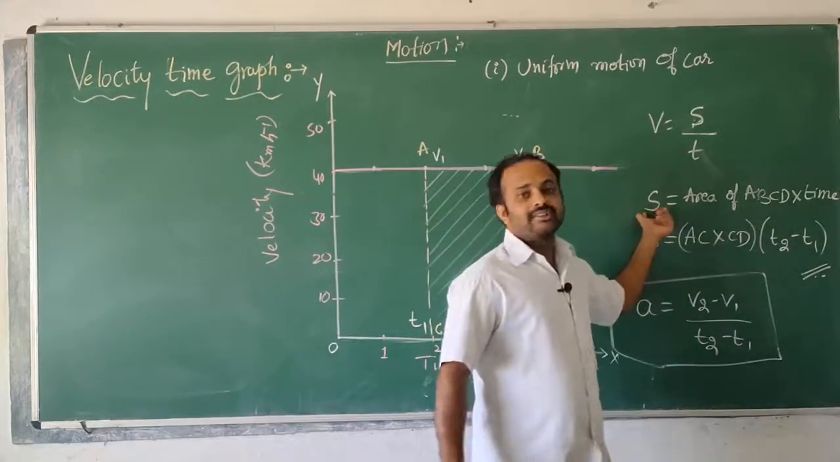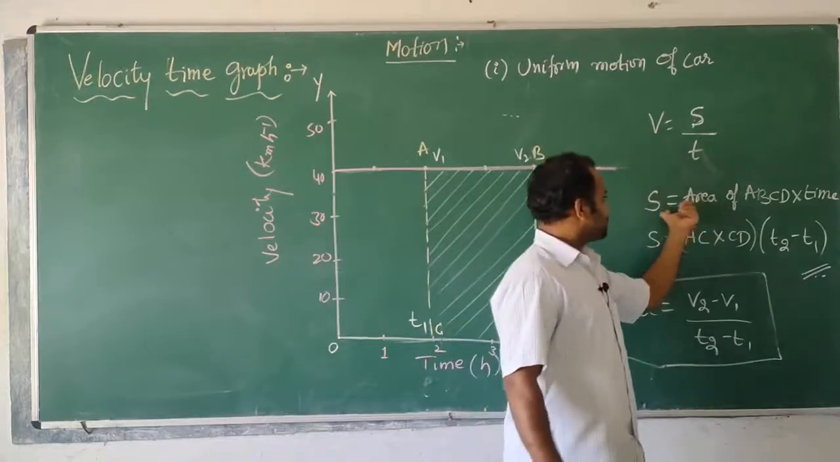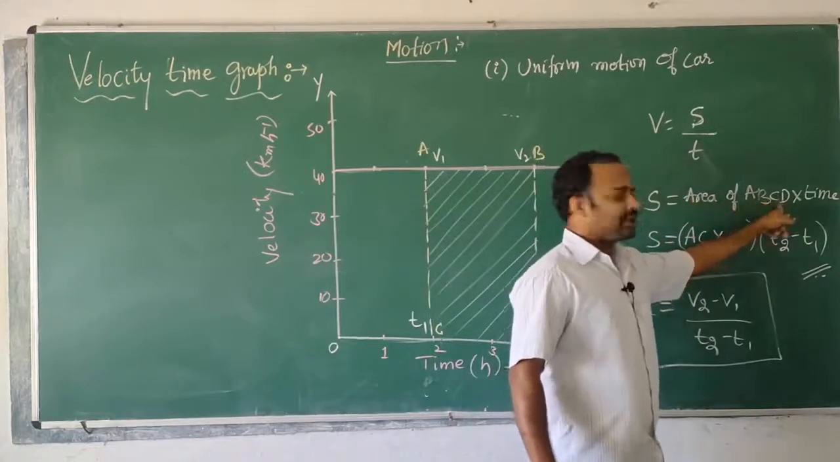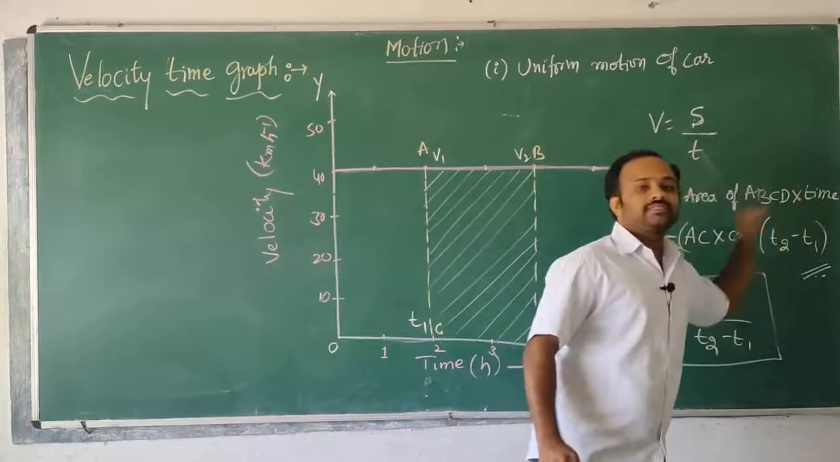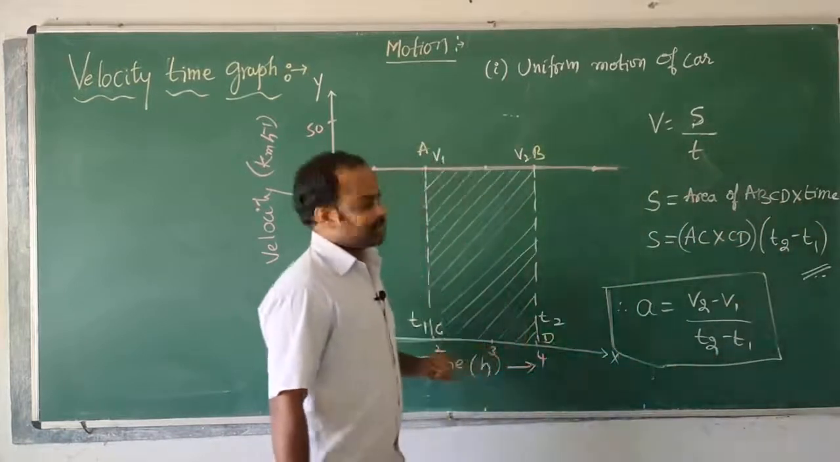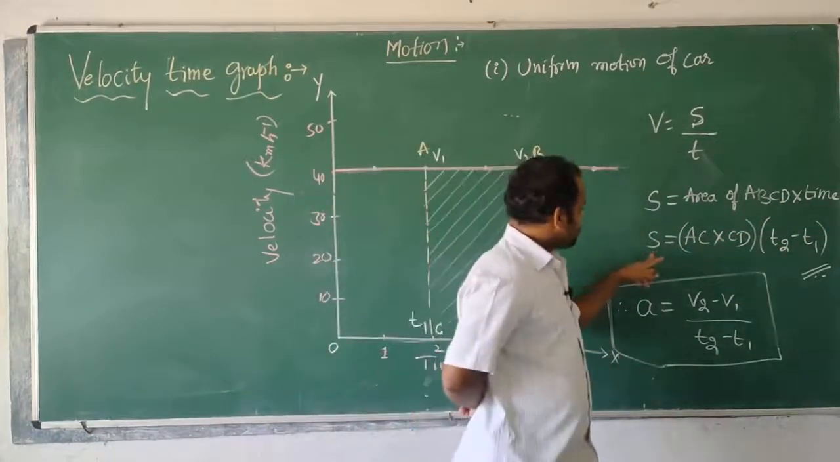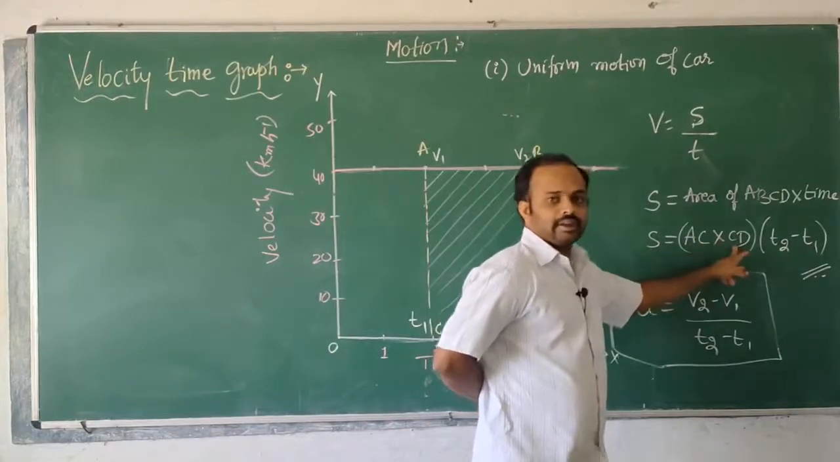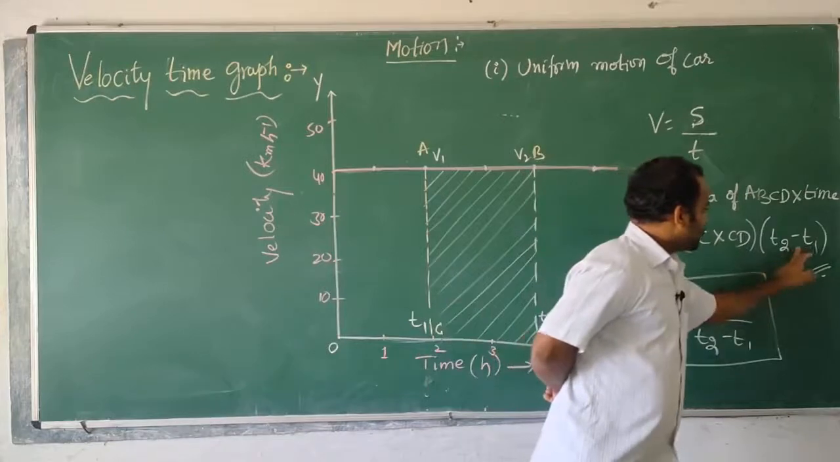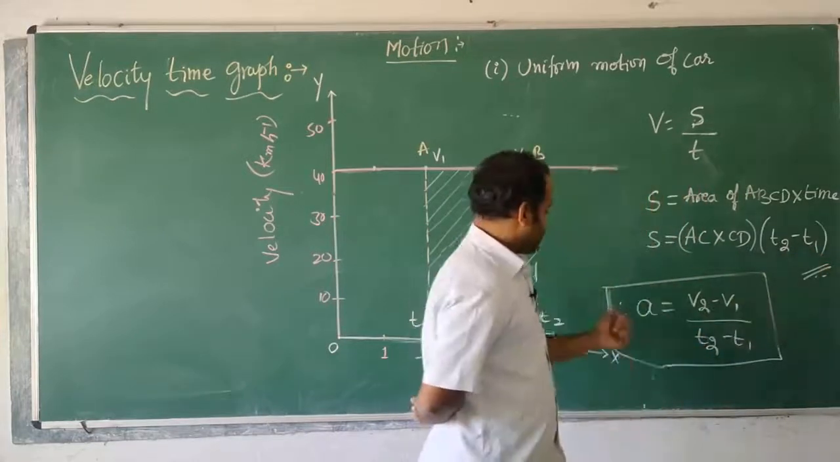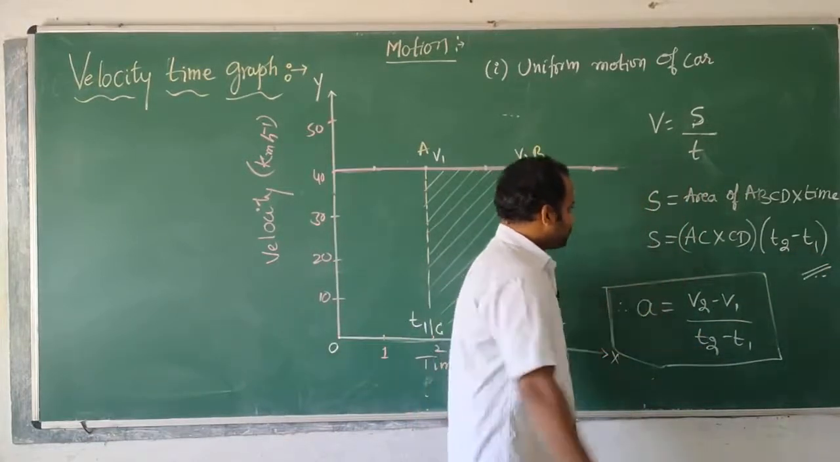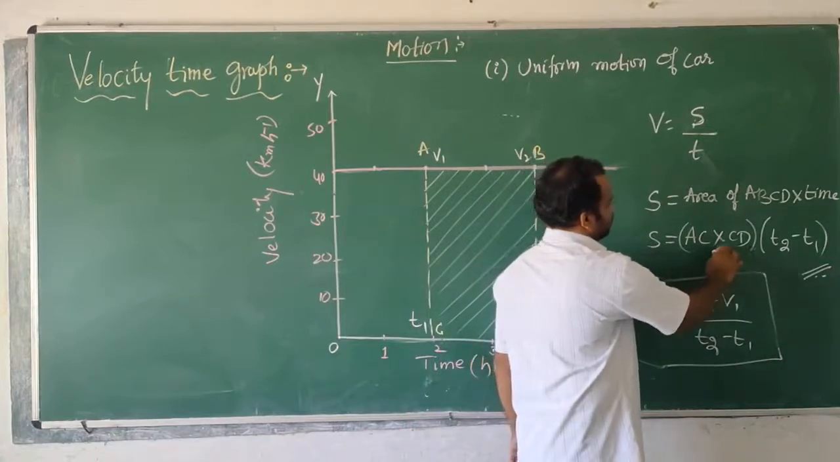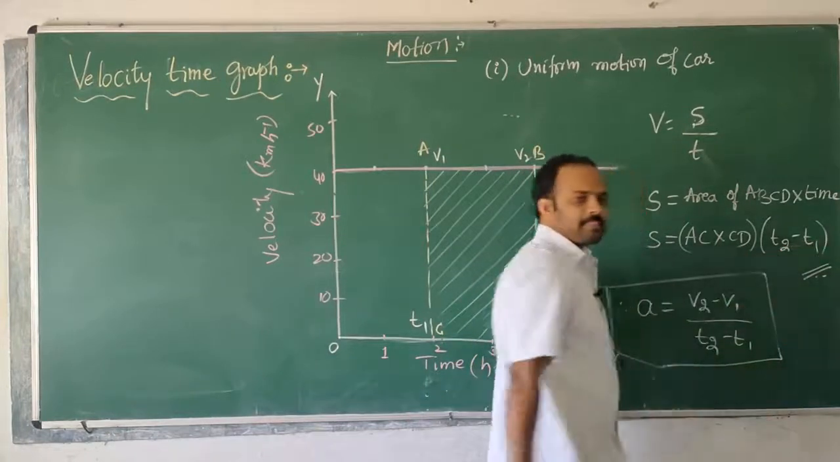What is S? Distance. Distance is equal to the area of rectangle ABCD, into the time taken. What is the time taken? Therefore, distance is equal to AC into CD, length into breadth, area of the rectangle, into T2 minus T1, which is the time taken. Therefore from this equation, S equals AC into CD into T2 minus T1.